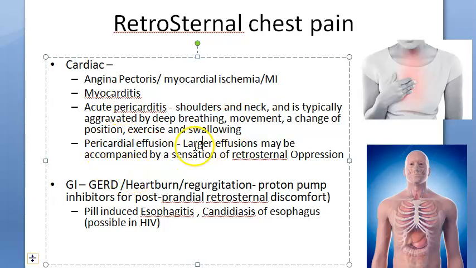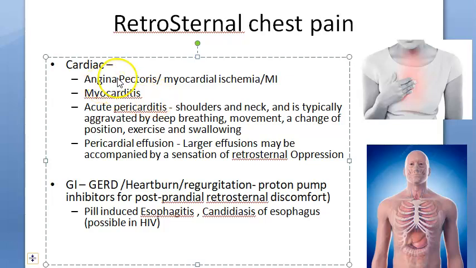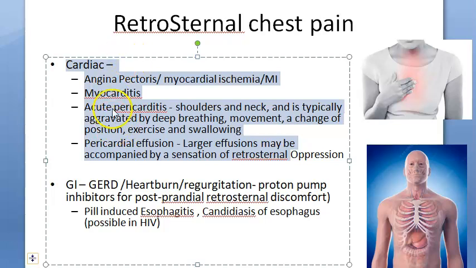So when there are larger effusions, that may cause this retrosternal oppression. They didn't say retrosternal pain, but they're saying oppression. Guys, are you with us? So cardiac causes, can you tell? Yeah, see, angina pectoris, myocardial ischemia, myocardial infarction, myocarditis, pericarditis, pericardial effusion. Very good. Here you say that you will do ECG and echo, and if you suspect myocardial infarction you will give a loading dose of aspirin, clopidogrel, atorvastatin, etc. I'm saying these are the fillers you will write.